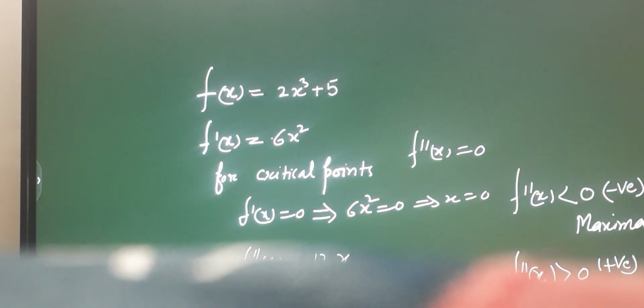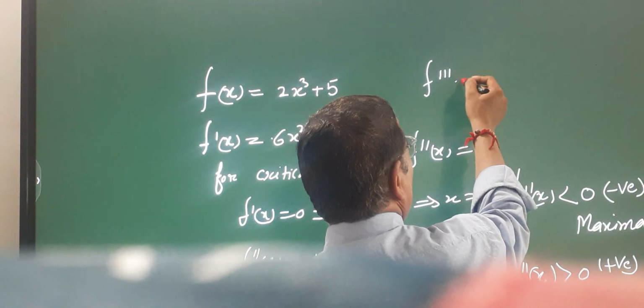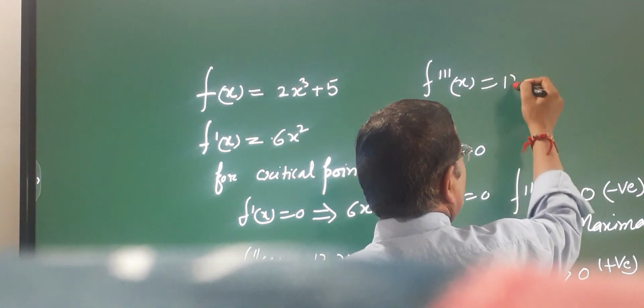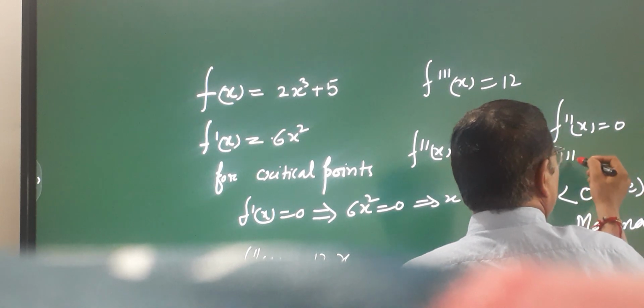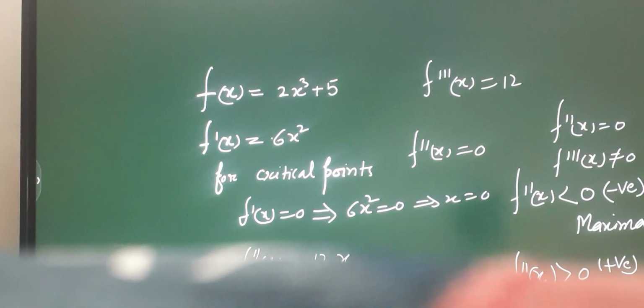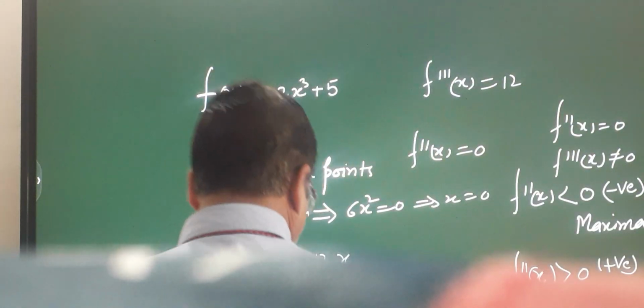This will be a rare question, otherwise it is not in your syllabus. So we go for the third derivative. What will be the third derivative here? The third derivative is 12. So the conclusion is that if f''(x) is 0 and f'''(x) is not equal to 0, then that is a point of inflection. A point of inflection means the function is neither increasing nor decreasing. So this point x equal to 0 is a point of inflection. Clear? Okay.